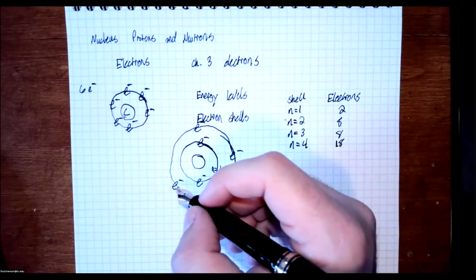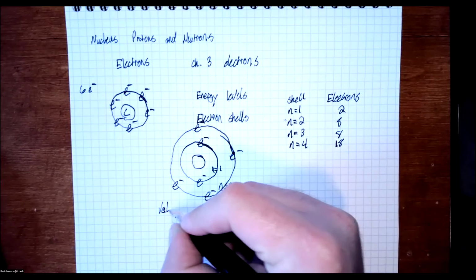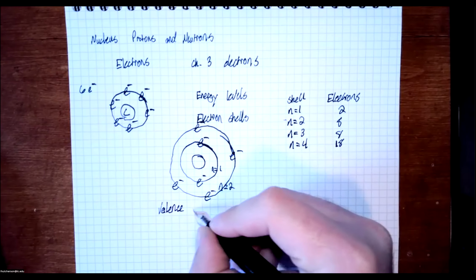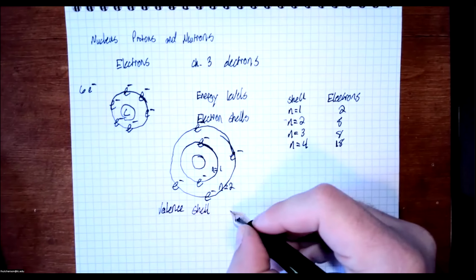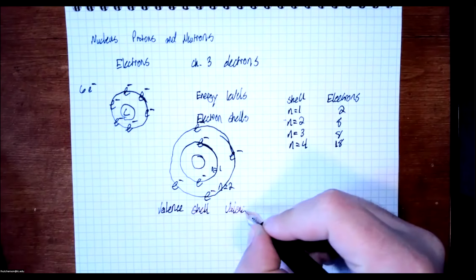Now, our outermost shell of electrons we call the valence shell. And of course, the electrons that are in the valence shell we call the valence electrons.